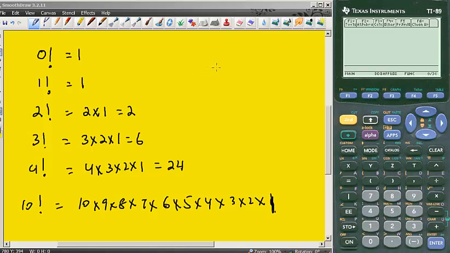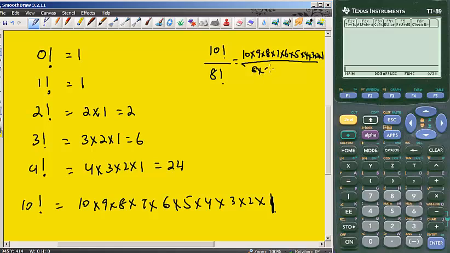Okay, so when I say, let's say 10 factorial divided by 8 factorial, you can do this. You can go 10 times 9 times 8 times 7 times 6 times 5 times 4 times 3 times 2 times 1. And then underneath that you can write 8 times 7 times 6 times 5 times 4 times 3 times 2 times 1. And the 1's cancel, 2's cancel, 3's cancel, 4's cancel, 5's cancel, 6 cancels, 7 cancels, 8 cancels. And then it is 10 times 9, which is 90.